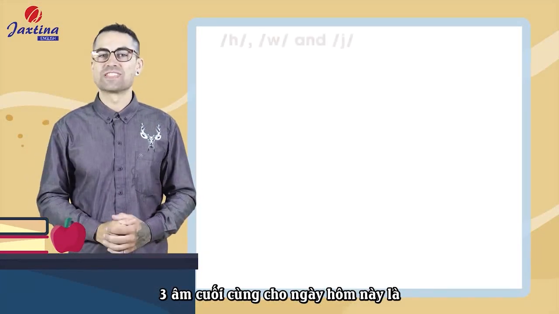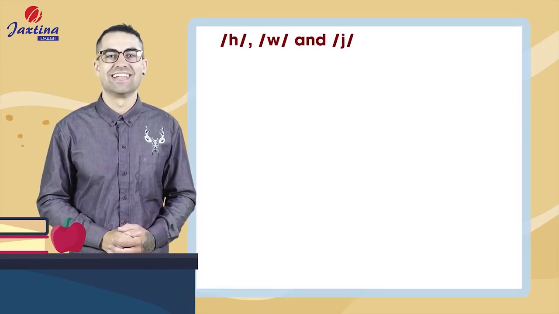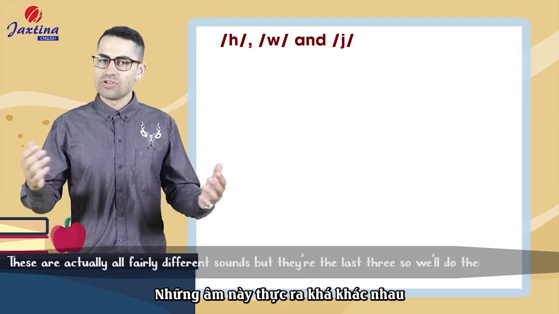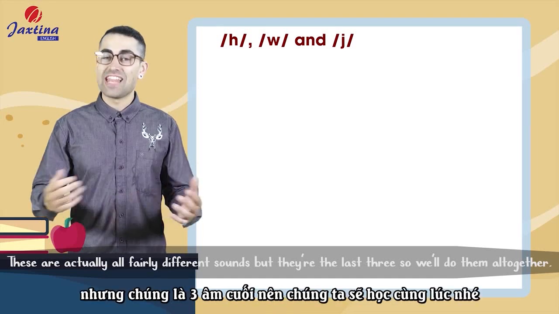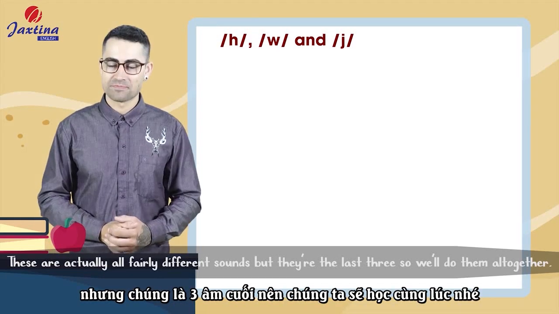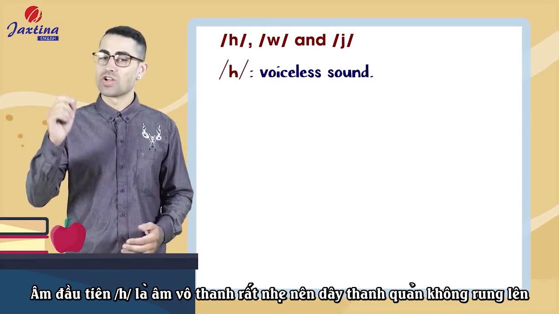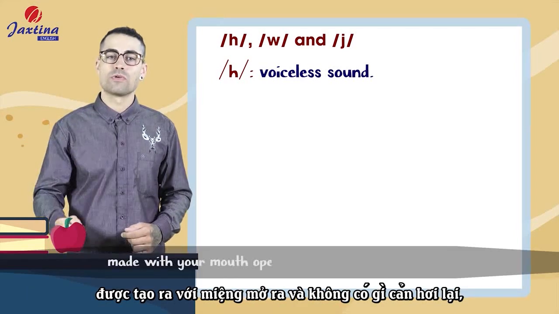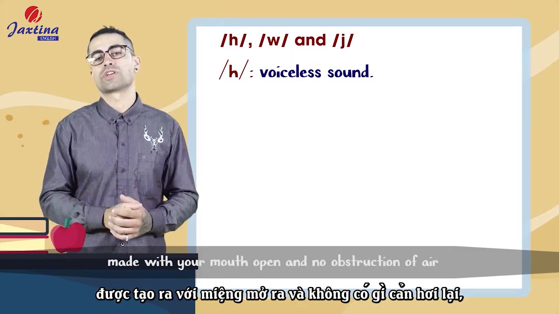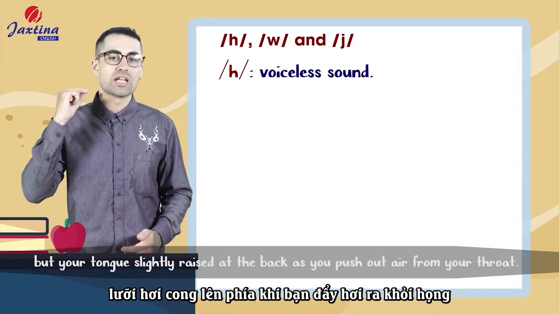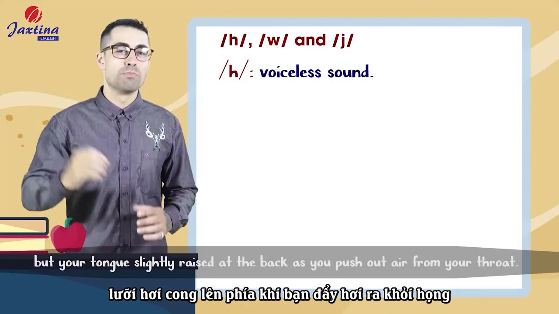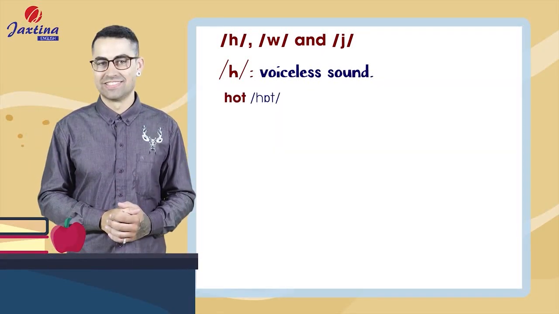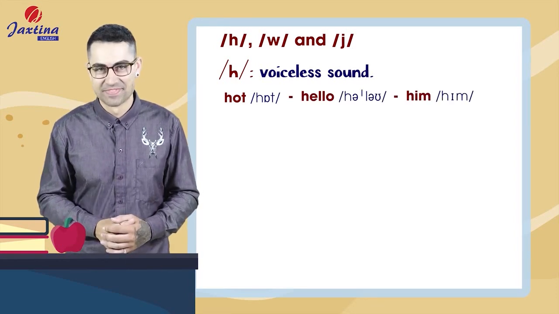Our final three sounds are h, w, and y. These are all actually fairly different sounds, but they're the last three, so we'll be doing them all together. So the first one, h, is a very quiet sound. It is voiceless, so no vibration from here, and is made with your mouth wide open and no obstruction of the air, but your tongue slightly raised at the back as you push the air out from your throat. Some examples: hot, hello, him.